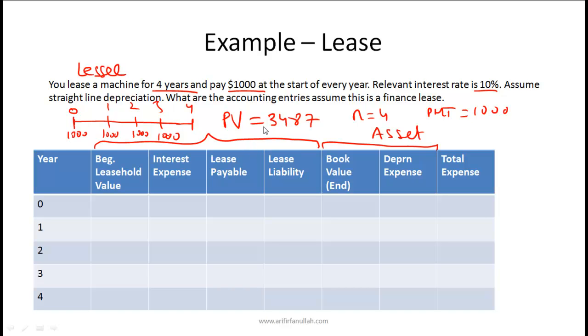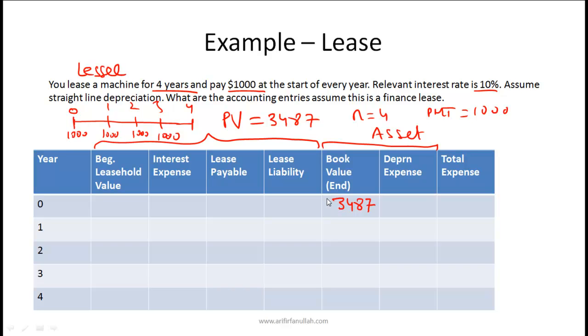So the present value at time 0, which is where we start, is 3487. So at the end of period 0, which is right at the beginning, the book value of the asset is 3487. So this is the easy part. What do we do on the liability?